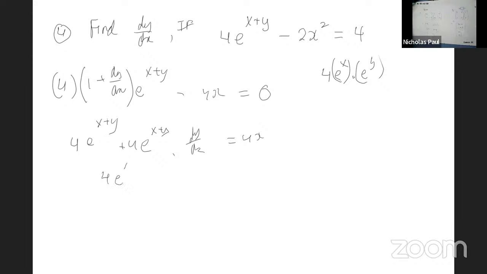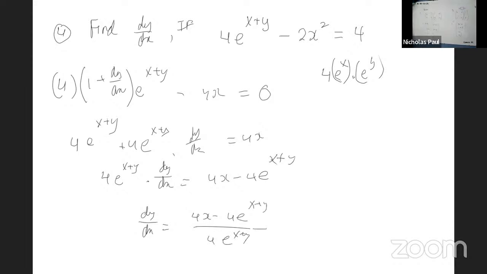So that's 4e^(x+y) dy/dx is 4x minus 4e^(x+y). So you will get dy/dx is equal to 4x minus 4e^(x+y) over 4e^(x+y). And if you look closely, you could also write it like this: xe^(-x-y) minus 1. Either one could work. But if you have up until the second to last line, that's good.